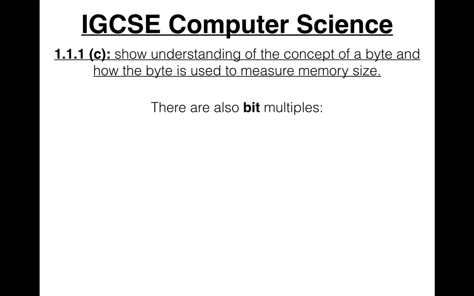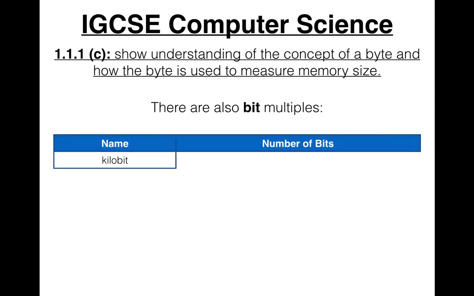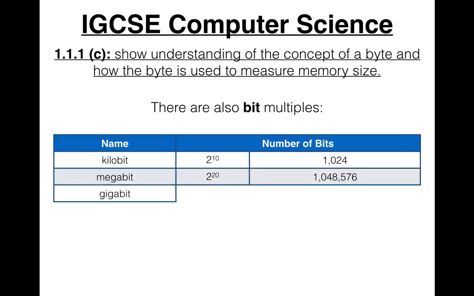There are also bit multiples. Along with kilobyte, megabyte, gigabyte, there's also kilobit, which is 2 to the power of 10 bits, megabits, and so on.